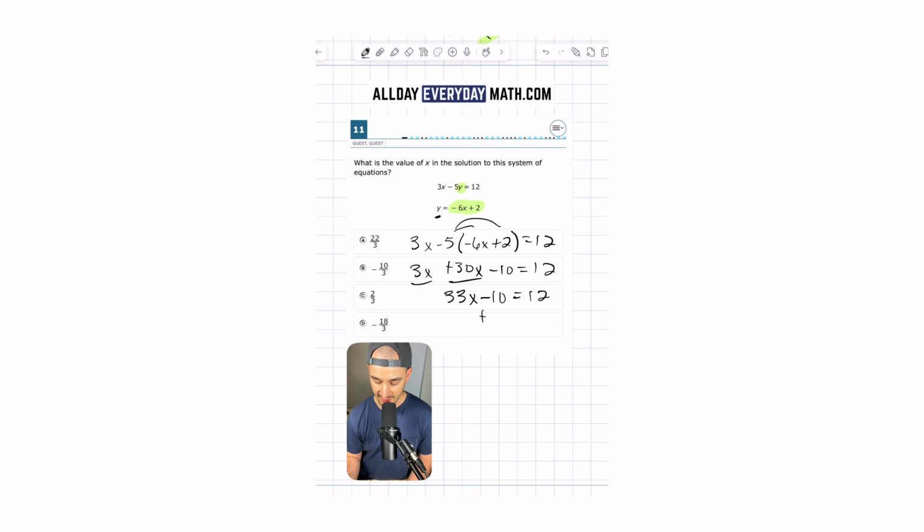Now we're going to add 10 to both sides. That's going to cancel and leave us with 33x is equal to 22. Now to get x by itself, we can divide by 33 on both sides. And so that's going to leave us with x is equal to 22 over 33, which simplifies down to 2 over 3. And if we look at our answer choices, we're going to go with letter C.